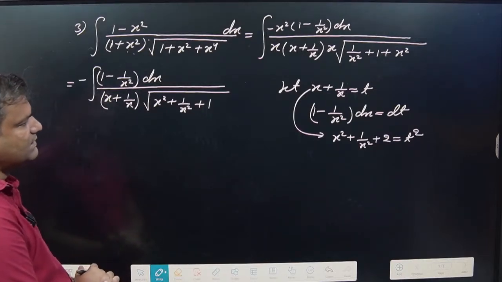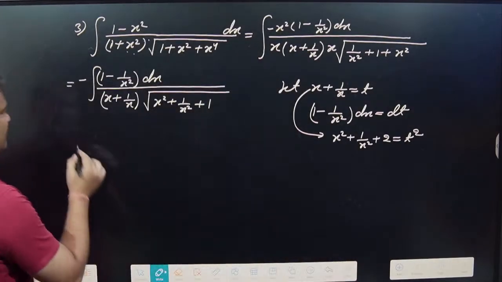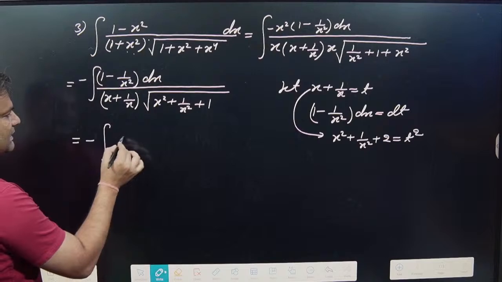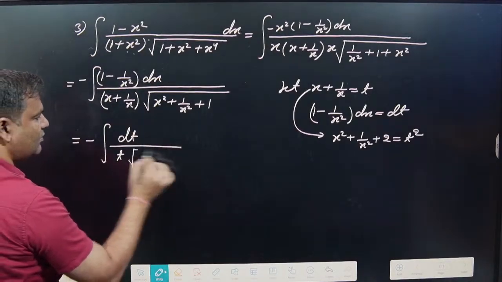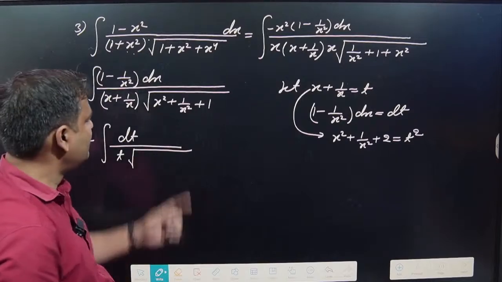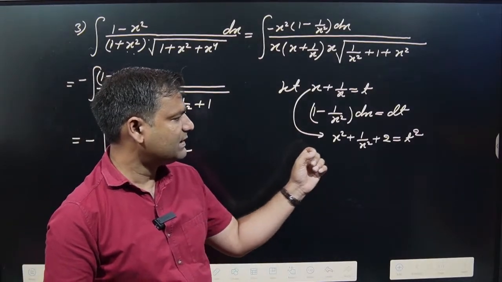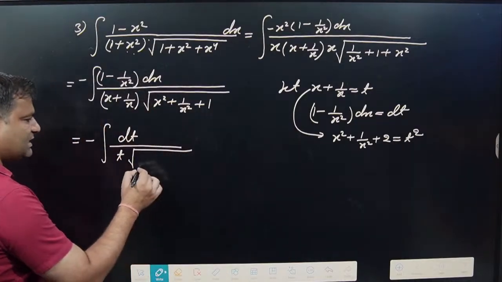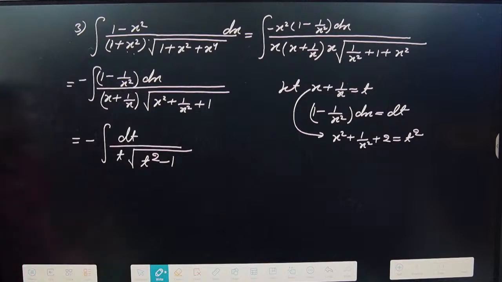Or you can say that, first of all, dt divided by t under root. What about that value? Simply, x square plus 1 by x square plus 1 is written as t square minus 1. So basically that is t square minus 1. Okay, if anyone faces any doubt at any step, then comment it, I will discuss again.